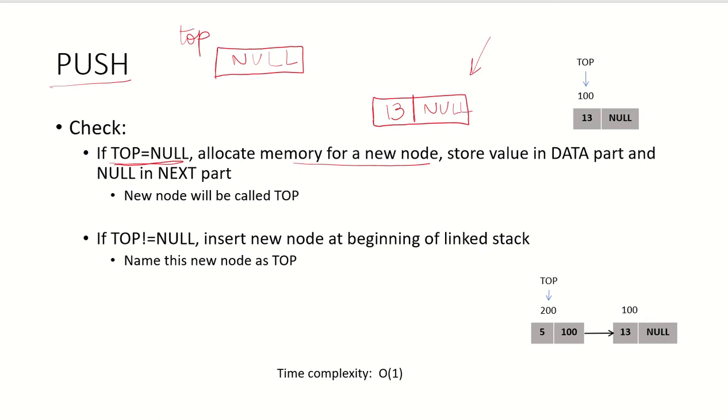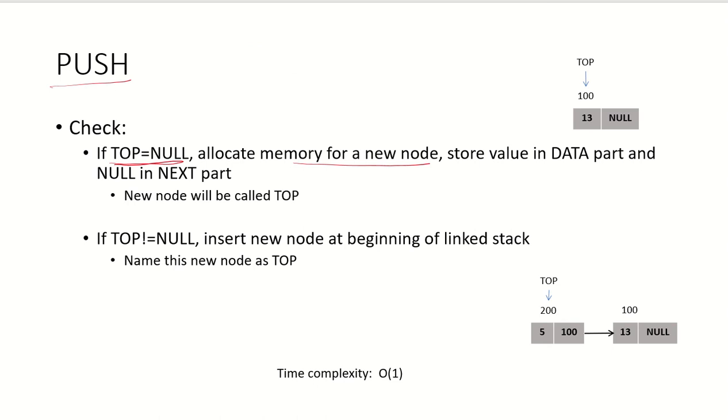Suppose this node was created at address 200. So our top variable should now point to this new element which is at address 200. So top has to be updated to the new address. Now top starts pointing to the topmost element in the stack, which is currently the only element in the stack as well.